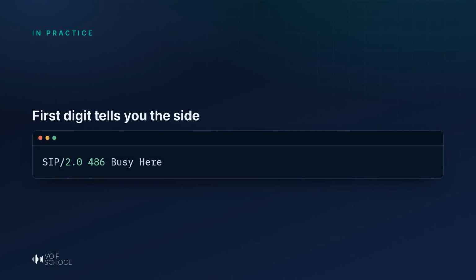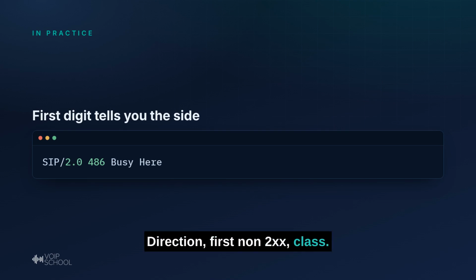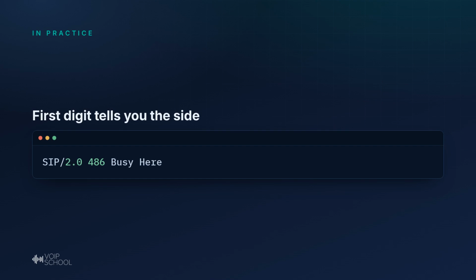Here is the method. Open the trace. Find the first final response that is not 200 OK. Read the first digit. That is the side that owns the problem. It works the same on a 50 packet trace and a 5000 packet trace. Direction, first non-2XX class. Done.